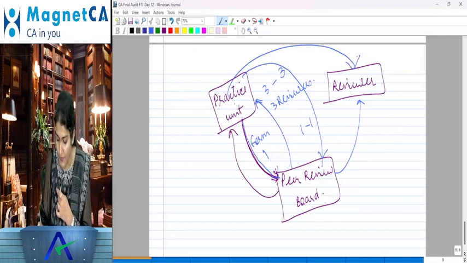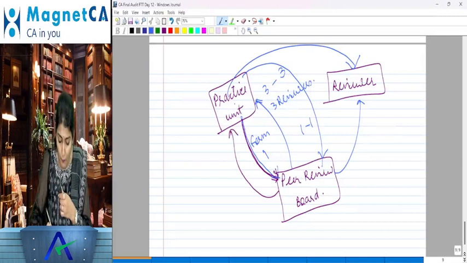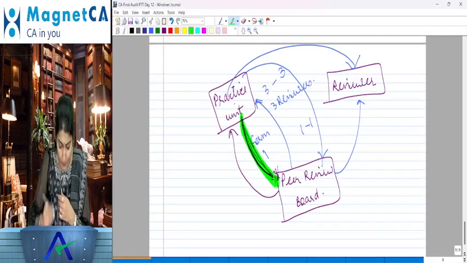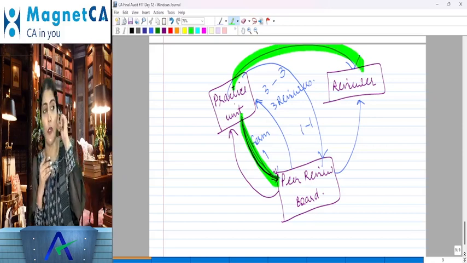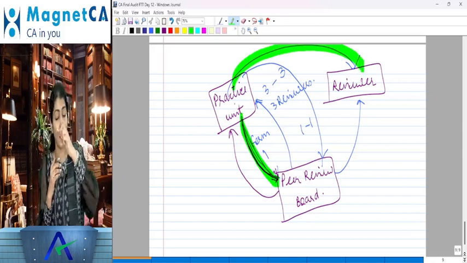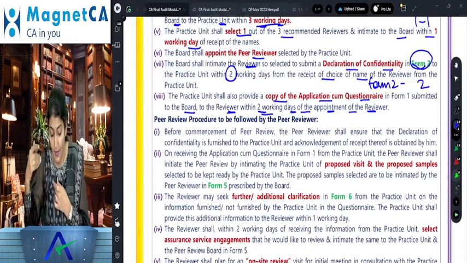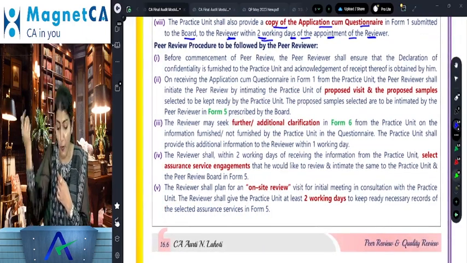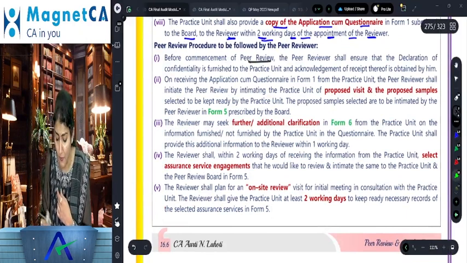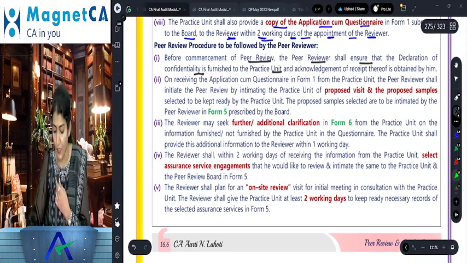So now this is the first direct communication between the practice unit and the reviewer. The original form 1 which you had submitted to the peer review board, now you will send a copy of that form to the reviewer within 2 days of the appointment of the reviewer. The practice unit will send it to the reviewer within the 2 working days. Okay, right. Then after that, what does it say? After the acknowledgement, the form 1 has been sent. Before commencement of the peer review, the peer reviewer shall ensure that the declaration of confidentiality is furnished to the practice unit and an acknowledgement has been received.